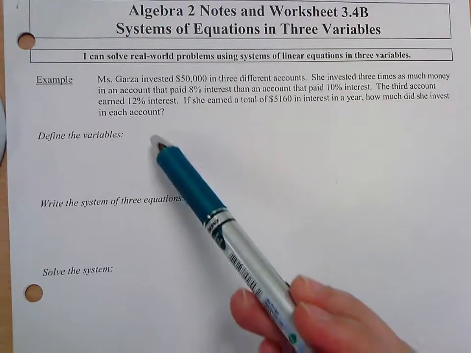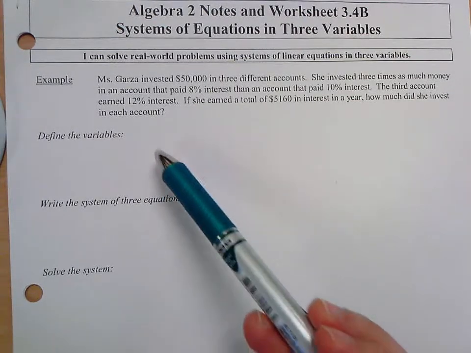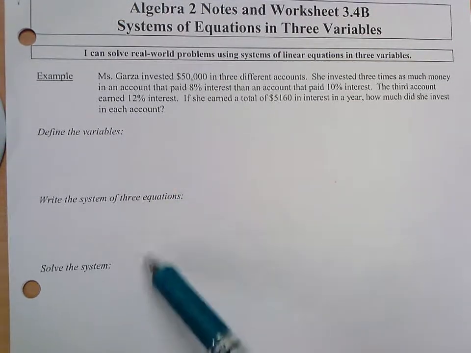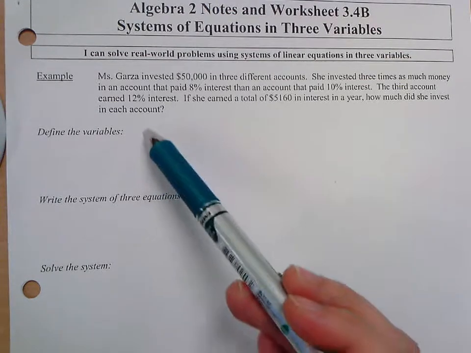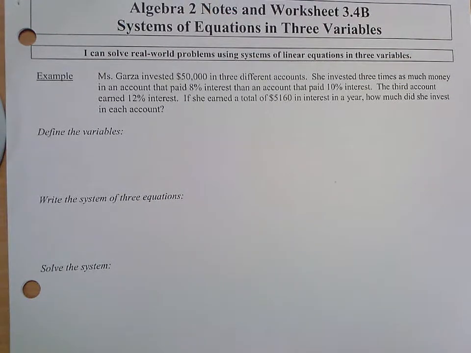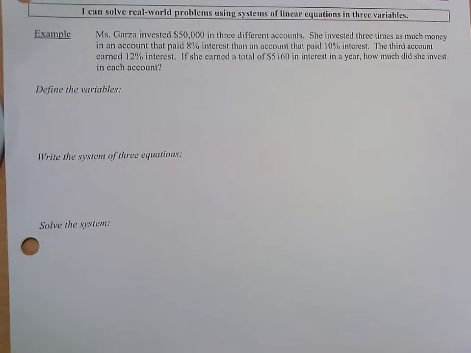Then once you know what your variables are, what it is you're trying to find, you can go back through to write your 3 equations. So 3 variables, you should have 3 equations, and then go through the process to solve for the 3 variables.